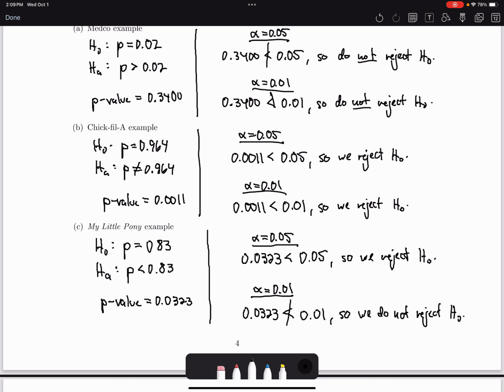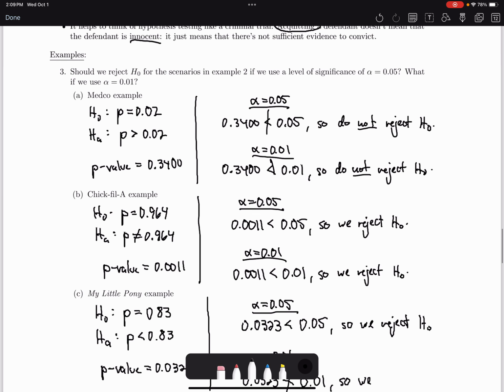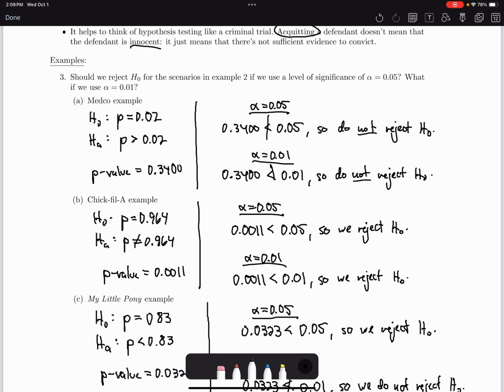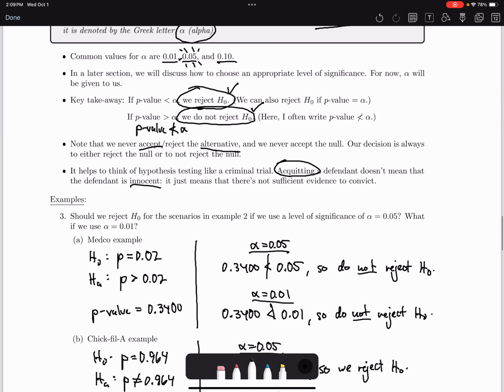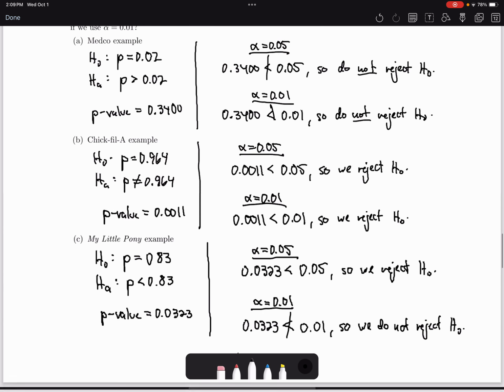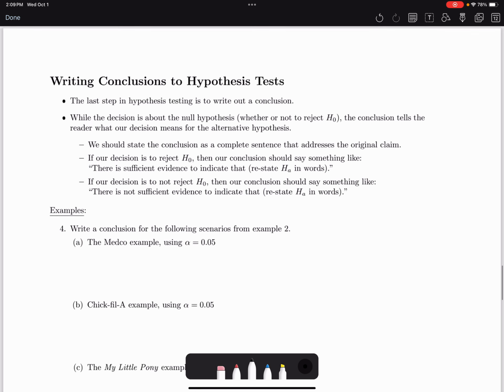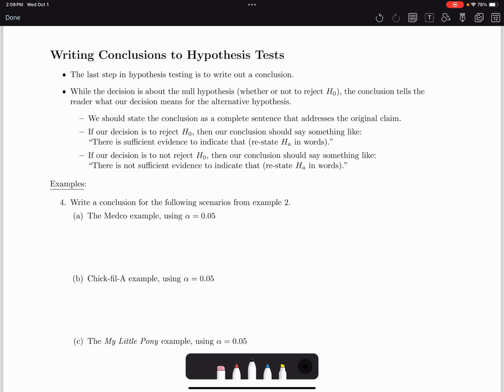Okay, so this is how we make our decision, right? We compute our p-value, and then we compare that p-value to alpha. If the p-value is less than alpha, we reject the null. If the p-value is not less than alpha, we do not reject the null. The last step in a hypothesis test is to write out a conclusion. The conclusion is a statement about what your decision means for the alternative hypothesis. So again, the decision is about the null hypothesis, whether or not to reject it. The conclusion tells us what that means for the alternative.